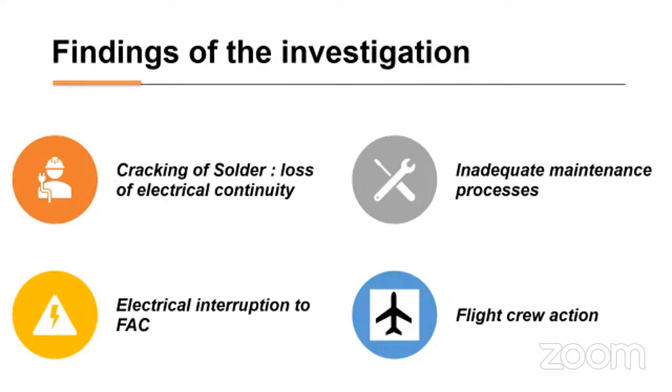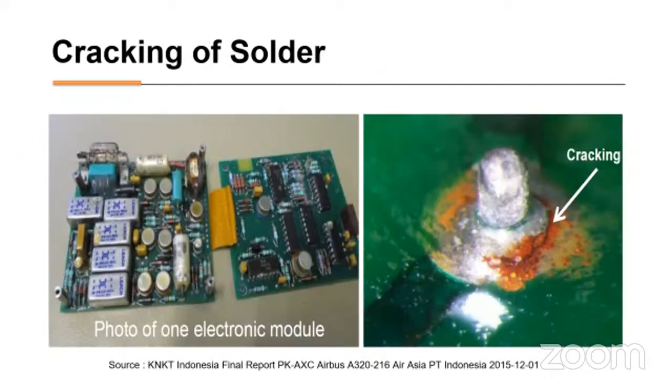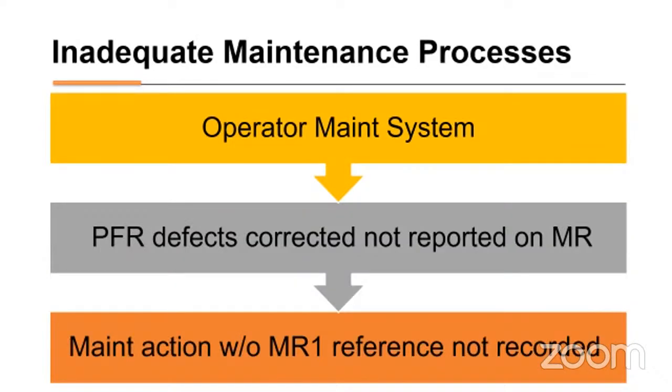The cracking of the solder joints in the electronic modules of the RTLU, both channels, resulted in loss of electrical continuity and led to RTLU malfunction. One of the major reasons was the inadequate maintenance processes, which resulted in non-identification of this exact reason.